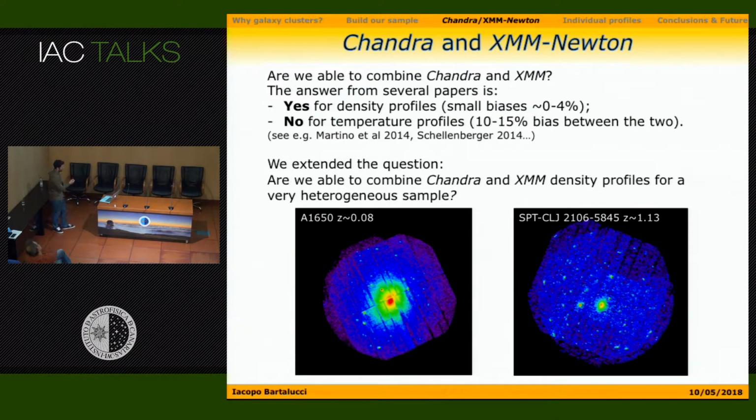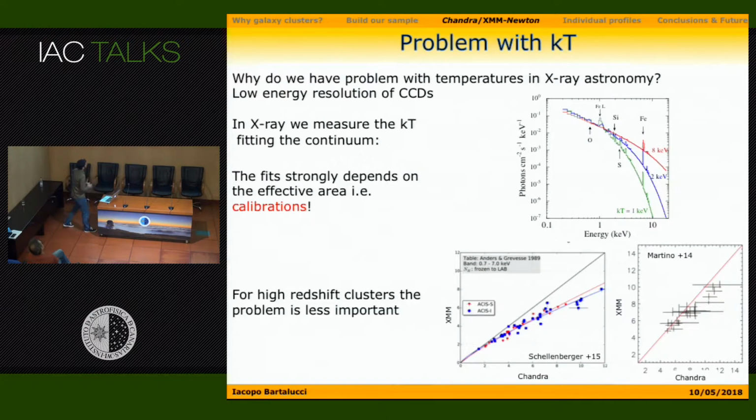And the question arises from the fact that, for example, here you see an XMM-Newton observation of a very nearby galaxy cluster and of a galaxy cluster at redshift 1.13. And you can clearly see that from an instrumental point of view, these two objects are very different. So, the first thing is, are we able to combine temperature profile?